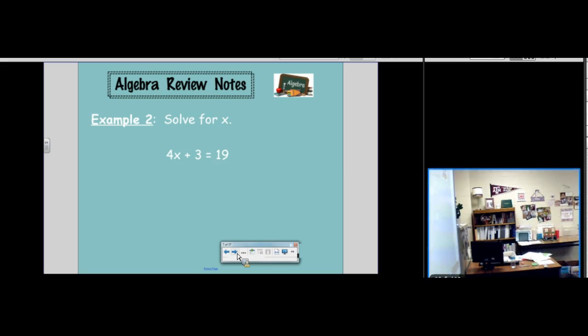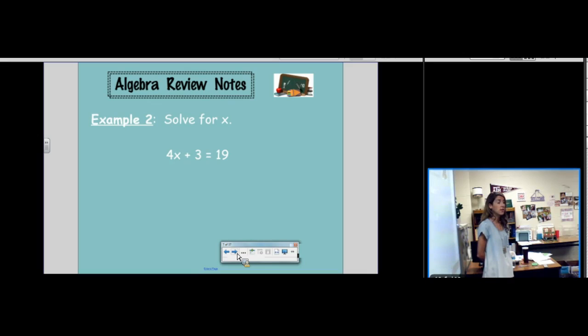This one has a little bit more going on. What did your algebra teachers tell you to remember the order of operations? What was the PEMDAS? We want to undo everything that's being done to x, but there's a certain order we have to do it in. Let me give you a hint. We're not going to divide by 4 first.